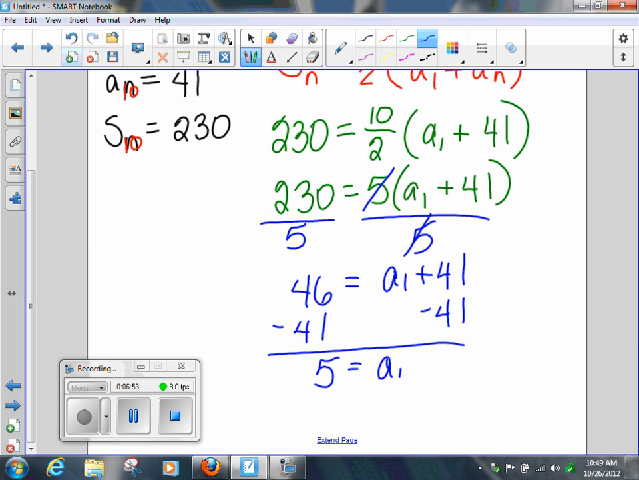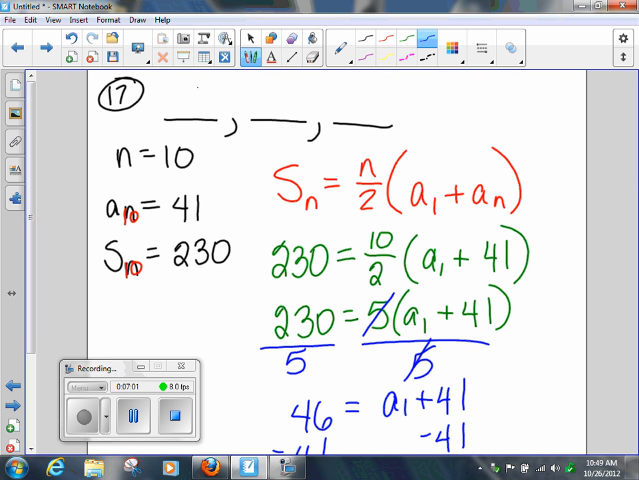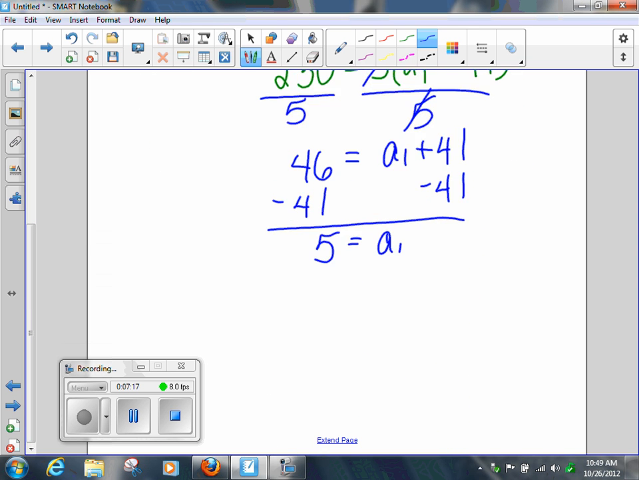What's that mean? A sub 1 is 5. My first term is 5. Now what? How am I going to get to the second term? I've got to use the other formula to help me find the difference. Okay? So, let's go to that next formula.